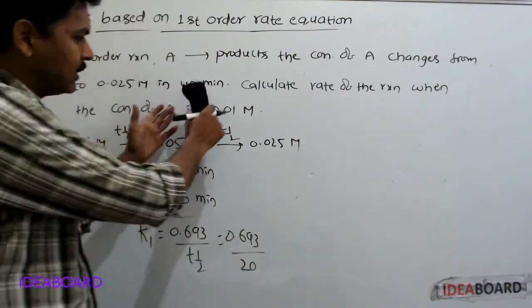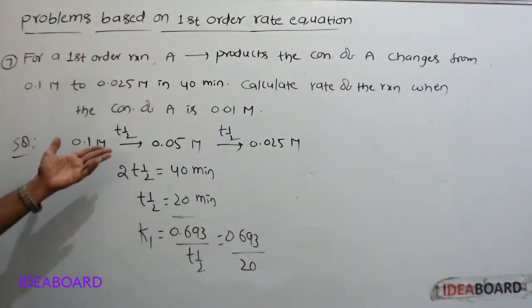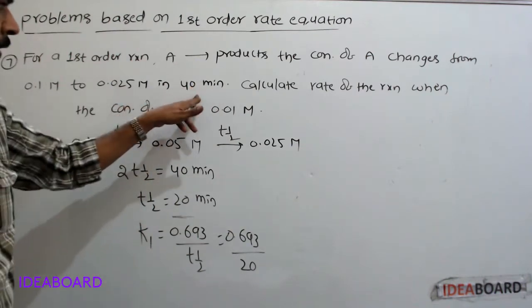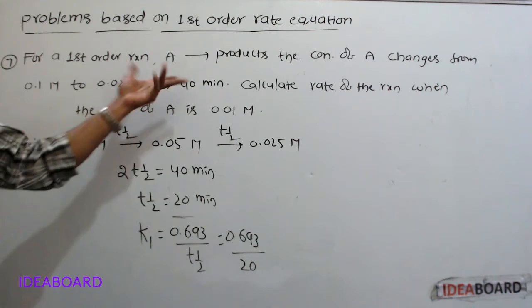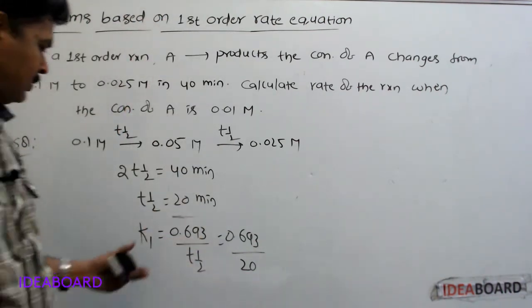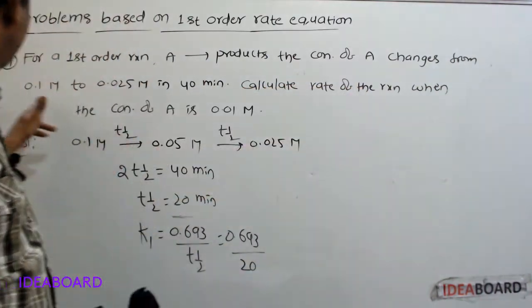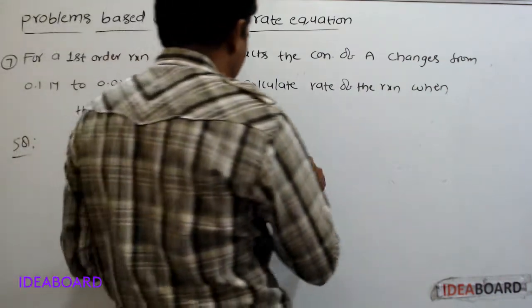We can calculate by using first order integrated rate equation also. K1 is equal to 2.303 by T log of A naught by A. This is A naught, this is A. We can do like that also, but when compared to that, this is easy. So this is K1. Now we should calculate rate of the reaction when the concentration of A is 0.01 molar.